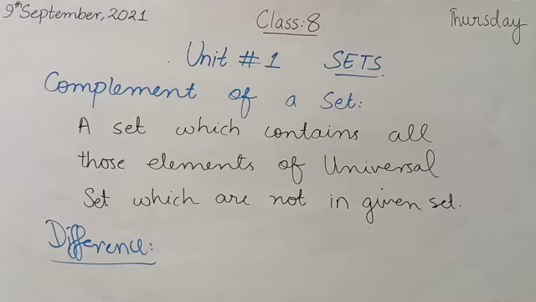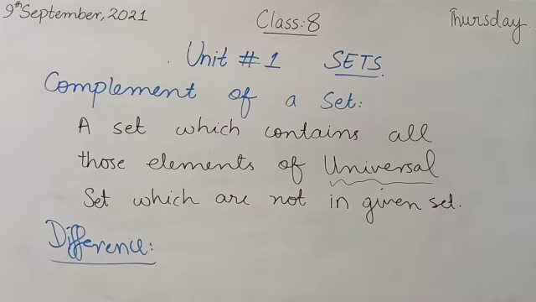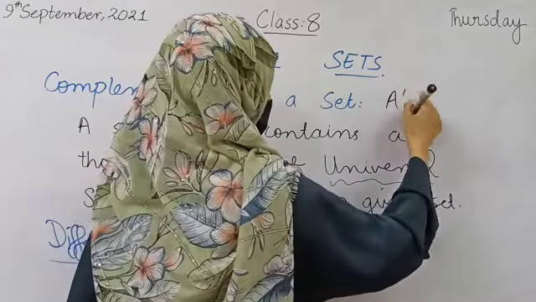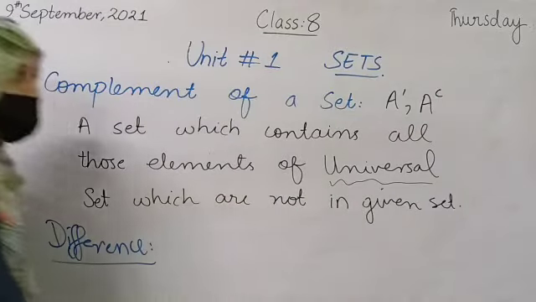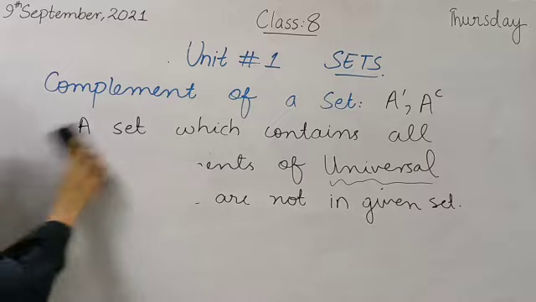In complement of a set we have a universal set, and in difference of a set we have any two sets A and B. This is the only difference between complement and difference. Complement of a set is denoted by A bar, or A raised to power C, and we write it as A complement, and complement of A is equal to U minus A.